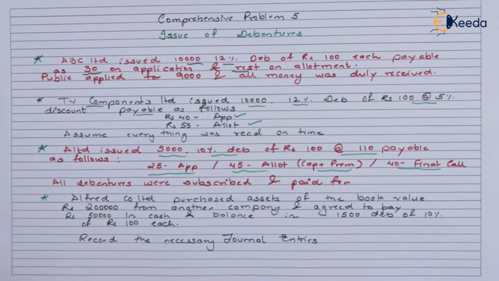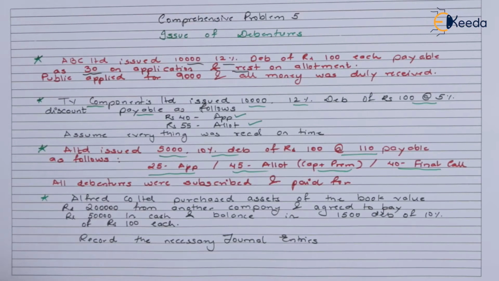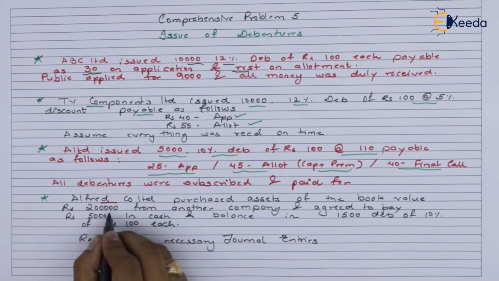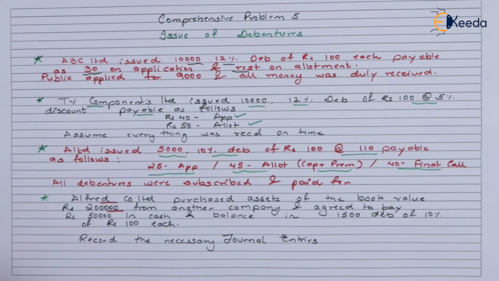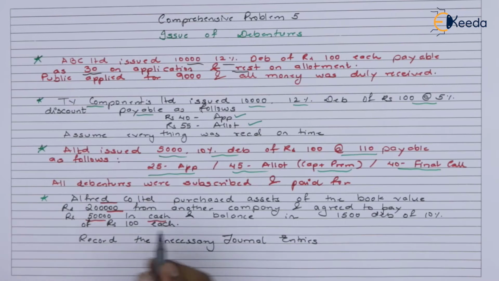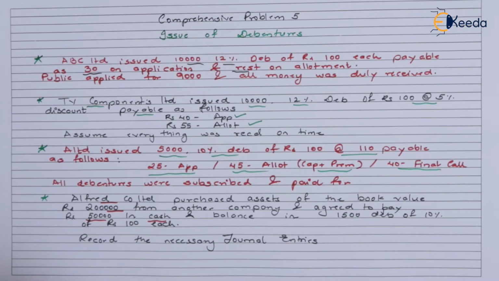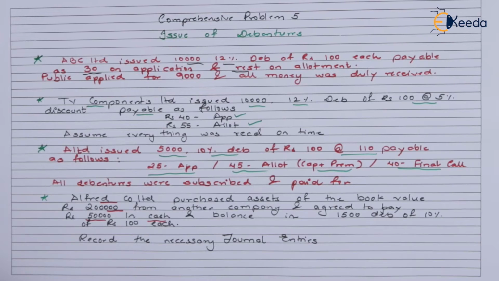The last case is a little different. Here, Alfred Company purchased an asset with a book value of rupees 2 lakh, and this was purchased from another company. They agreed to make the payment in 2 parts. First, 50,000 will be paid in cash, and the balance 1,50,000 will be paid by issuing 1,500 debentures of 10%, which were issued at rupees 100. That means the face value was 100 and it was issued at 100 itself. We have to record these journal entries. So these are the 4 cases that we have to discuss. Let's start with the journal entries first of all.